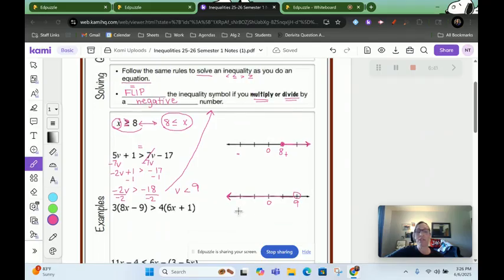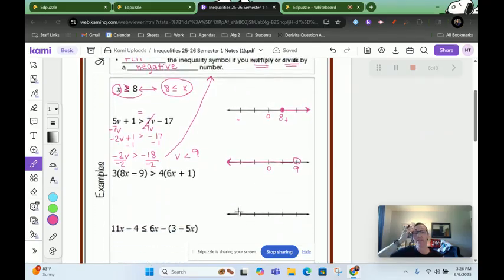Okay, so I want you to go ahead and pause the video and try to solve this third one on your own. And when you've solved it, try to graph it. And if you get as far as you can, but you're not sure what to do next, that's when you can push play and watch me work it out. So give it a whirl.